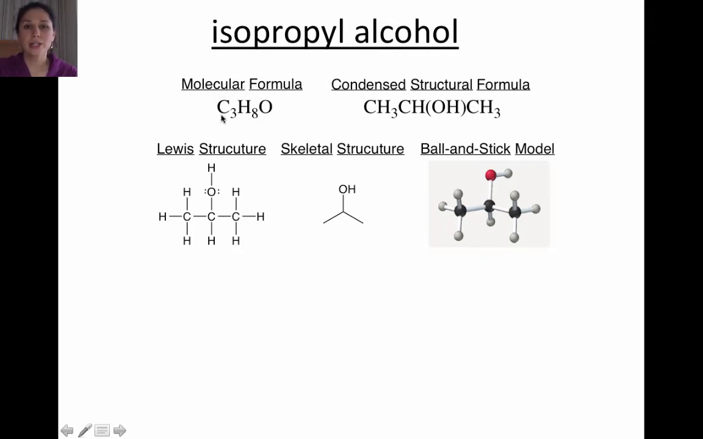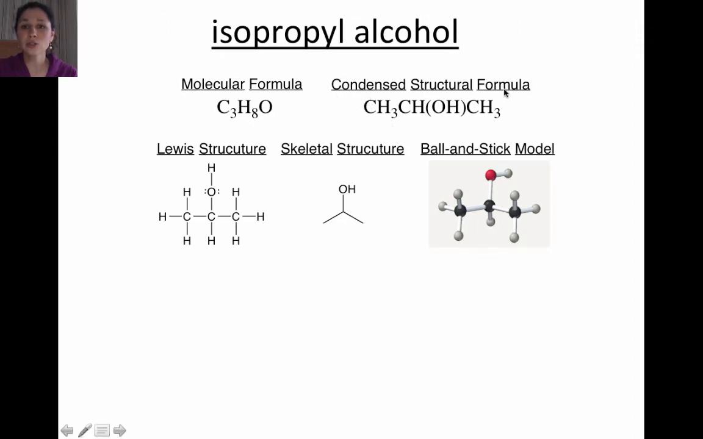This is another way to show or represent a molecule on paper. The molecular formula just simply tells you the number of different types of atoms in the molecule. So look at this molecular formula. There's 3 carbons, 8 hydrogens, and 1 oxygen. It tells you about the types and the number of atoms, but it doesn't tell you anything about the connectivity or how the atoms are connected.